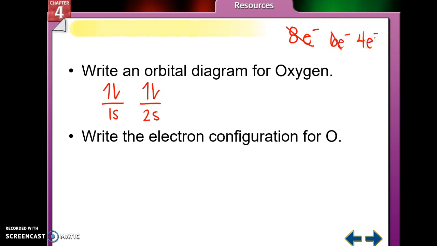So then I'm going to draw my 2p orbitals. Remember that p orbitals, there are 3 of them. So I draw 3 lines. I label that the 2p orbitals. Those are all the 2p orbitals. And it can hold up to 6 electrons. But do I have 6 electrons that need a place to go? No, I've only got 4. So I can only draw 4 electrons.